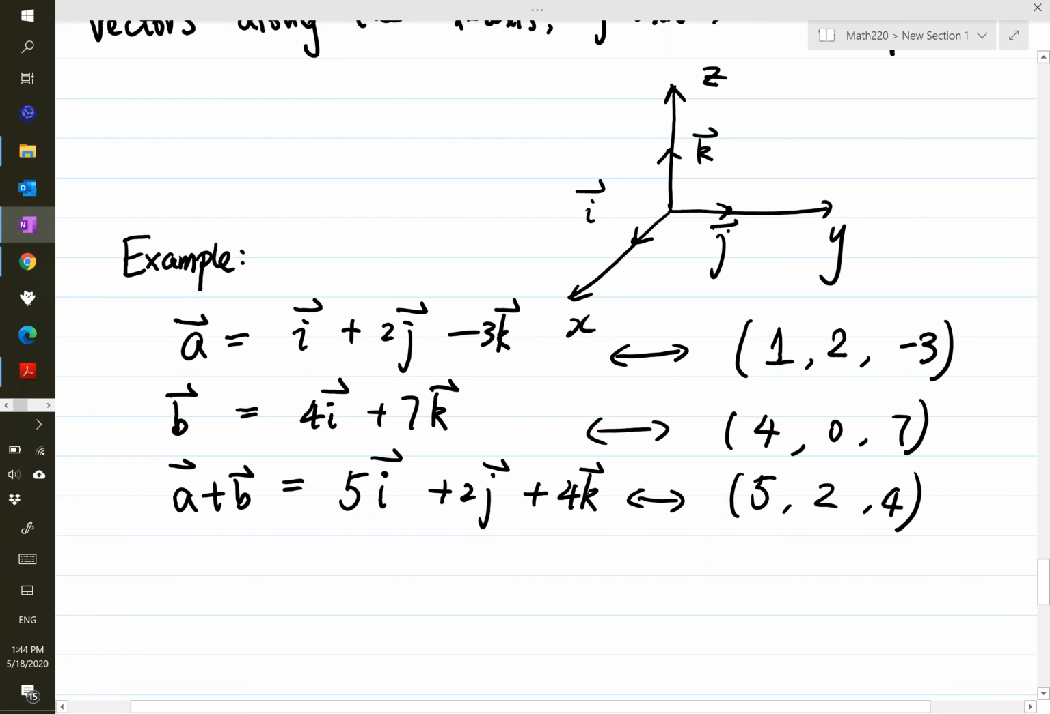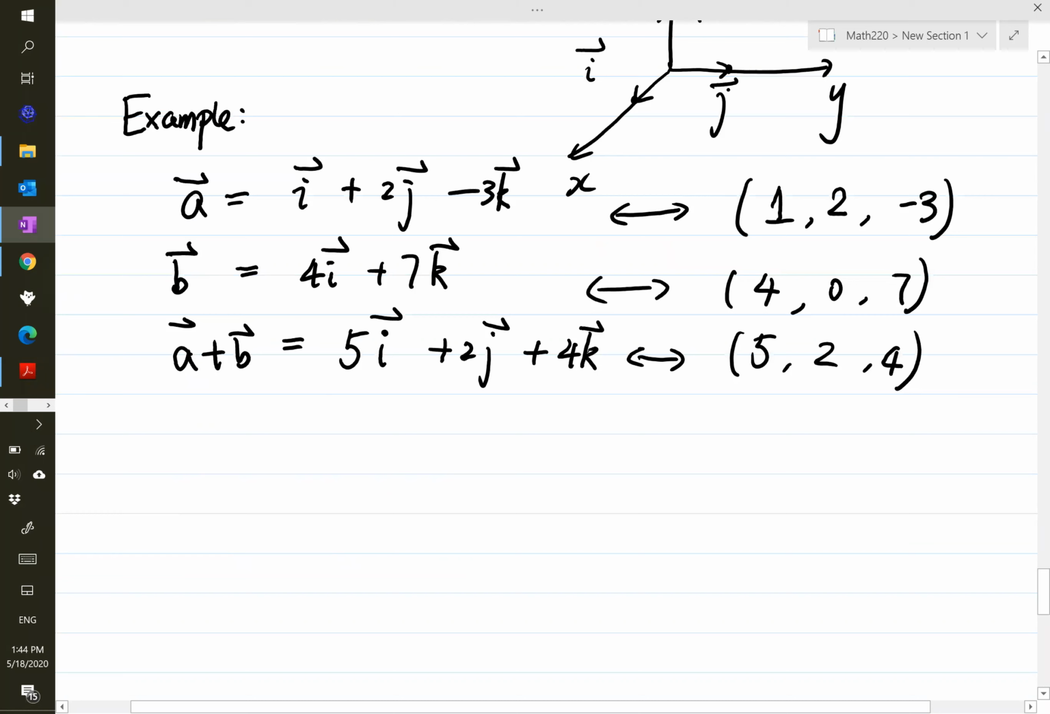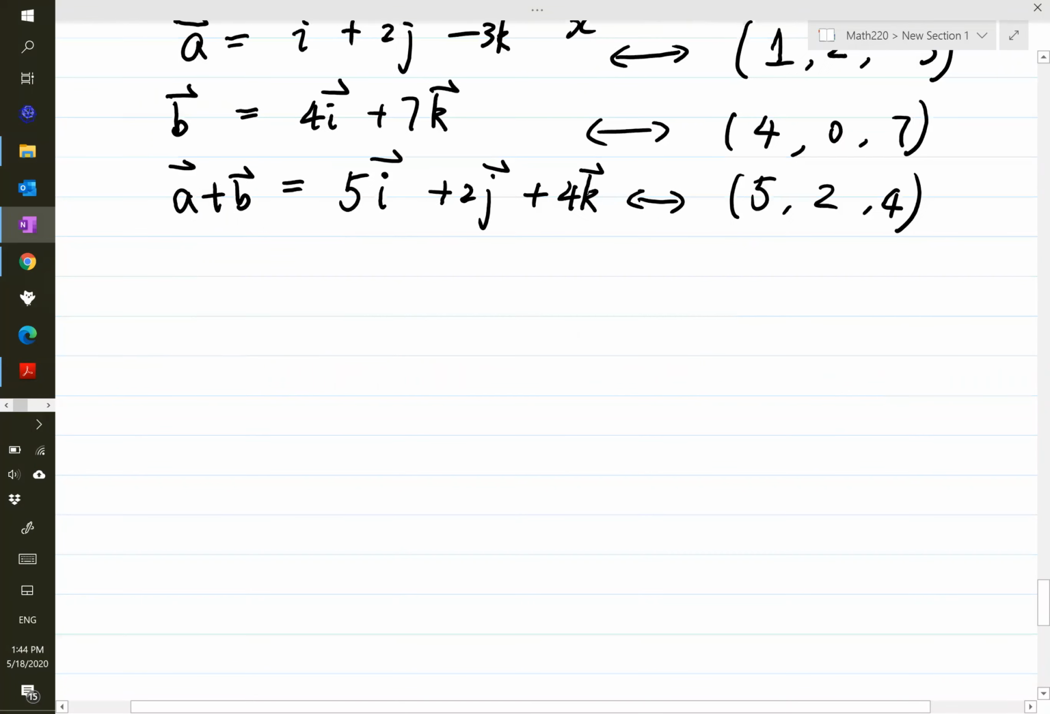Okay, these properties of vectors are very easy. Now let's see one example.